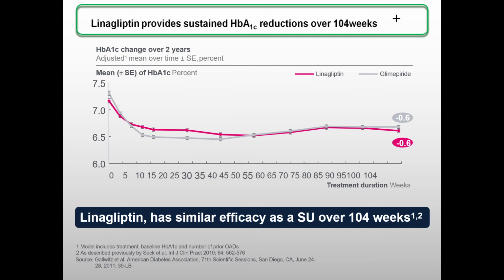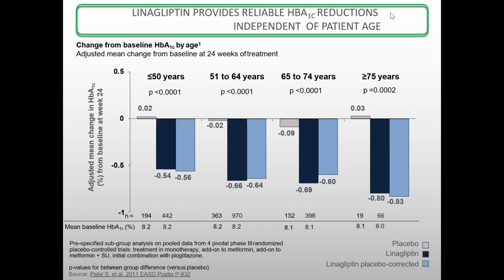Now, this is about the comparison of efficacy between linagliptin and glimepiride, and it has been seen that when patients have taken linagliptin and glimepiride for a period of 2 years, they both cause an HbA1c reduction of 0.6. So linagliptin and glimepiride have almost similar efficacy in reducing HbA1c.